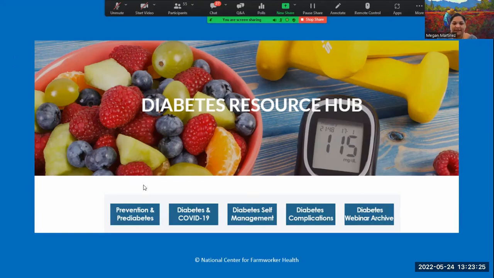So this section right here, the Diabetes Resource Hub, is basically the main page of our hub. And these different tabs you can click on to go directly, like if you're looking for information or resources for prevention and pre-diabetes, you can click on that tab. If you're looking for resources on diabetes complications, you can click on that tab, or you can simply scroll through. But to start off, we're going to start with the first section, which is prevention and pre-diabetes. Maria, if you want to go to the next slide, please.